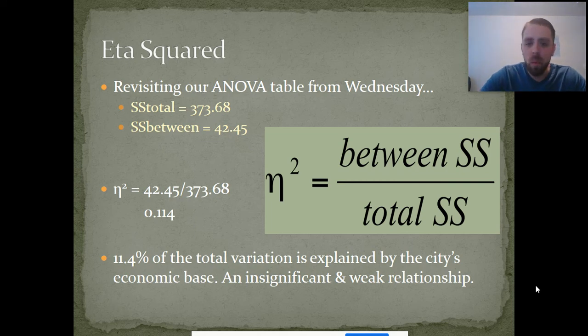So to repeat what happened there, I took the between group sum of squares and I divided it by the total sum of squares. That gave me the percentage of total variation that's explained by the grouping variable. 11.4% of the total variation is explained by the city's economic base. Therefore, these two variables have, just like you, an insignificant and weak relationship.